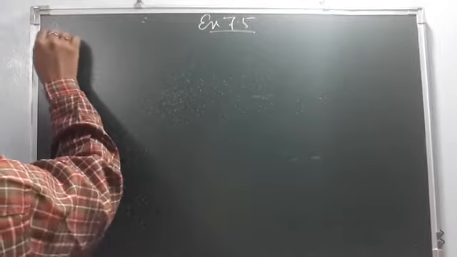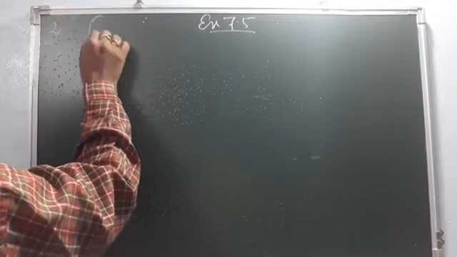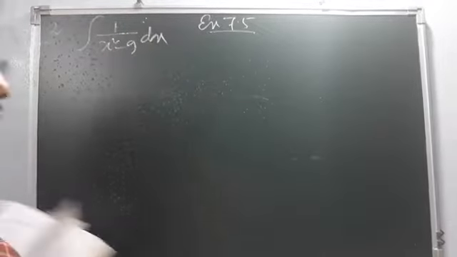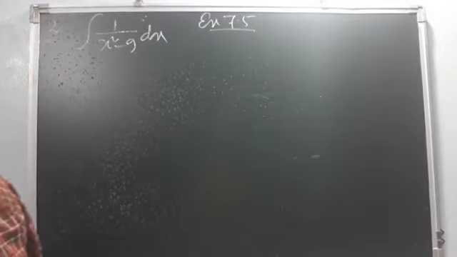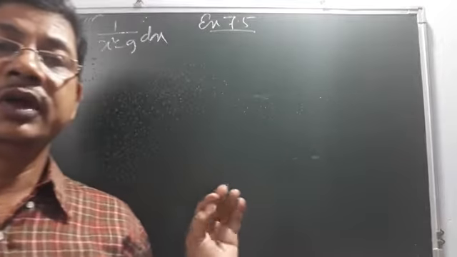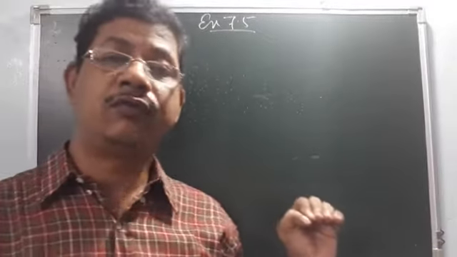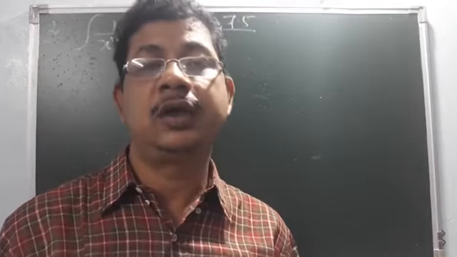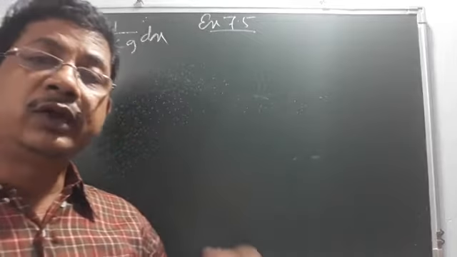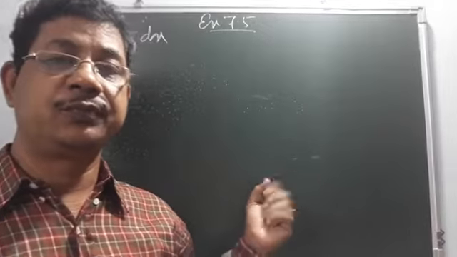Question number 2, that is integration of 1 by x square minus 9 dx. How to do this sum? Again, I want to repeat, this is the procedure of solving this one, of finding the value of the integration. But remember, it is not the only procedure. Here, we can do it by other procedures also.